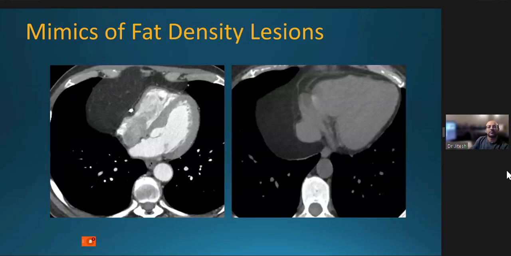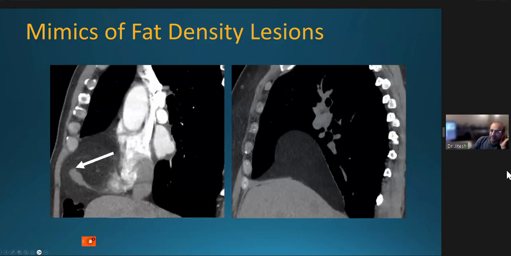These are examples of some mimics of fat density lesions within the prevascular mediastinum. We can see this is a fat-containing mass. In this example on the left side, there are small vessels within this mass, whereas the lesion on the right side looks like a more homogeneous fat-containing lesion.